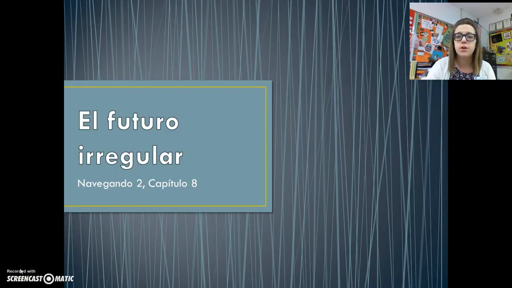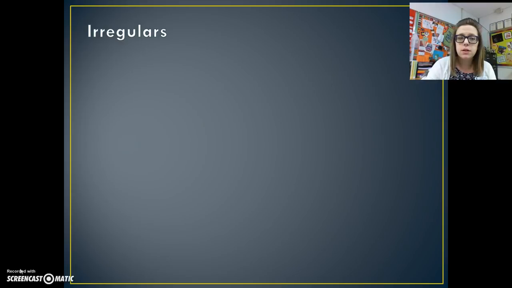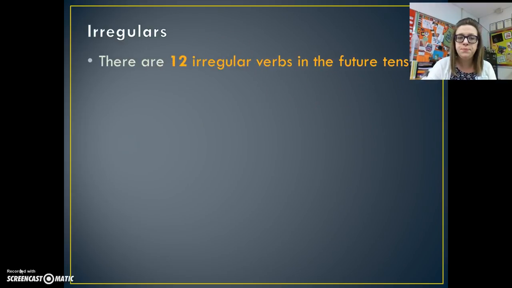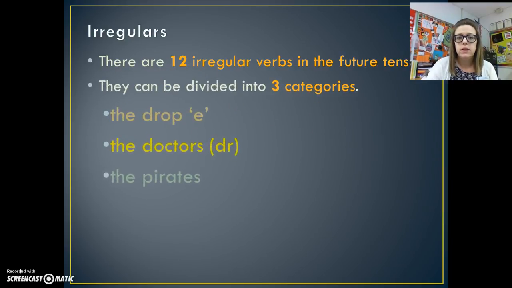Okay, today's lesson is over el futuro irregular, or the irregular future tense in Spanish. Okay, so let's take a look at these irregular verbs. There are 12 irregular verbs in the future tense. They can be divided into 3 categories. Those 3 categories are the drop E, the doctors, or DR verbs, and the pirates. Just a way to organize them.